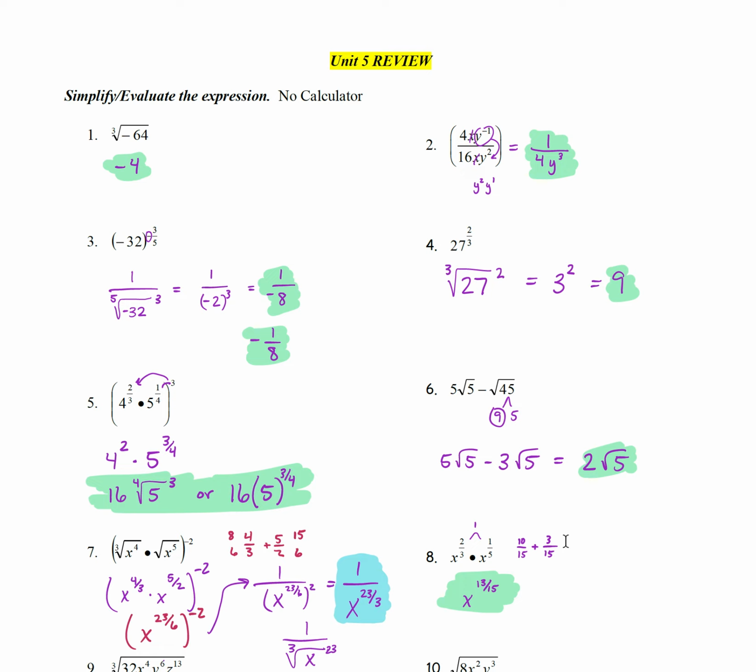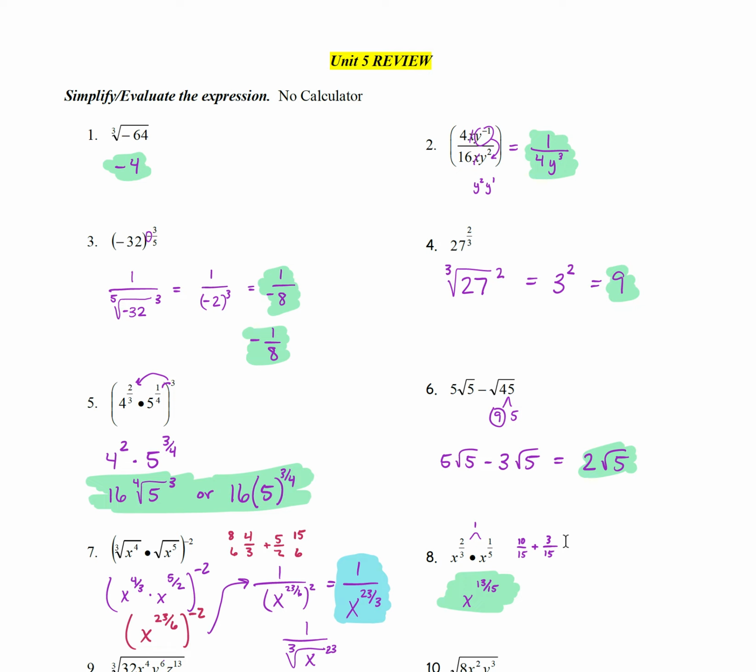If you look at 3, that's negative 32 to the negative 3/5. So the negative power is going to move that into the denominator. And then we can take the 5th root of negative 32. That is a perfect one, so that's negative 2, and then negative 2 cubed is negative 8. So we get negative 1 over 8.